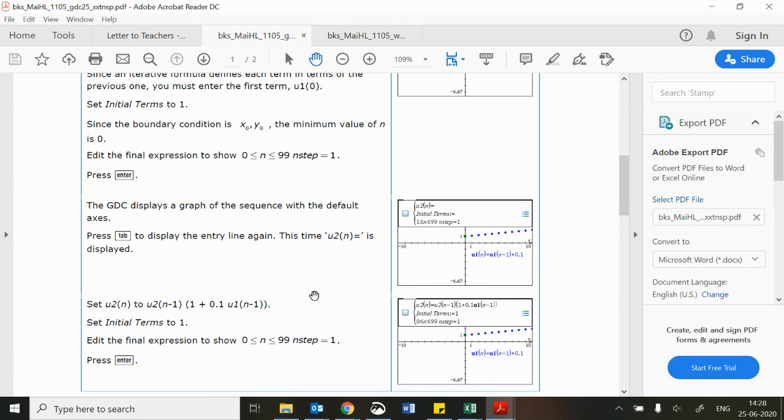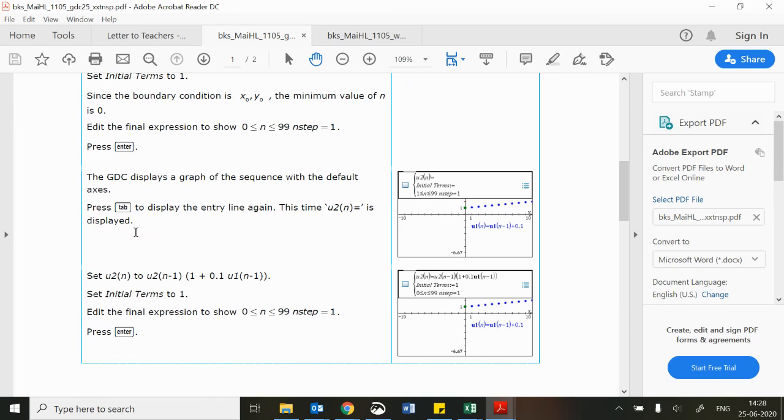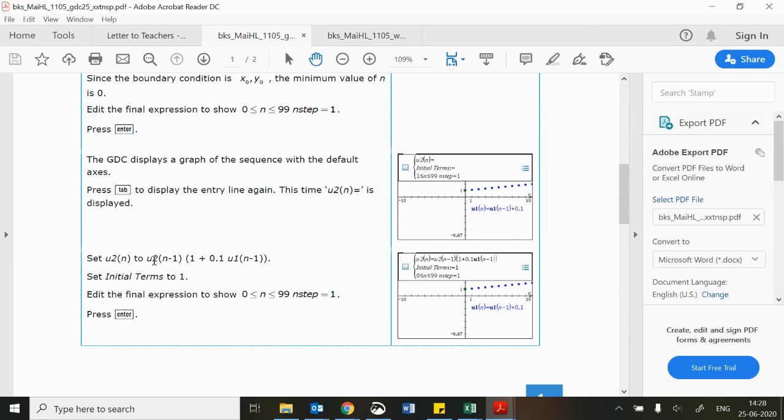And now we need to put in another one. When we put another one, we can press tab and you'll get another entry line. And by the way, if you use your cursor keys, you can go up and down to the previous one or the third one if you want to relate it to a third one. Okay, so to put in y, we're going to call it u2. And we're going to, again, relate n to n minus 1. So the current term to the previous term.